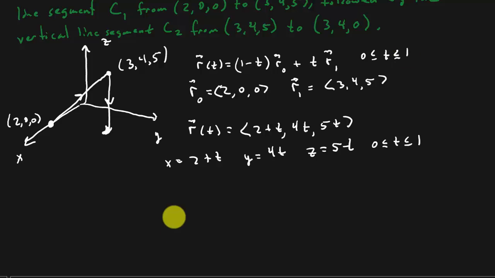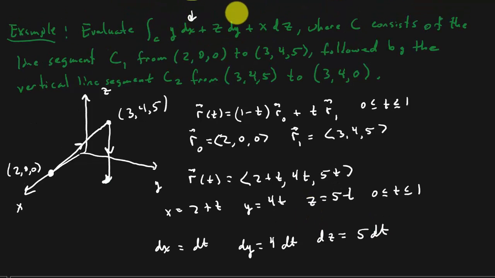All right, so now we get dx/dt is equal to 1, so dx is dt. dy/dt is equal to 4, so dy is 4 dt. And dz, oh, I'm sorry, I'm just finding dx and dy and dz. dz is 5 dt. See, for our problem, we've got just dx, dy, and dz.